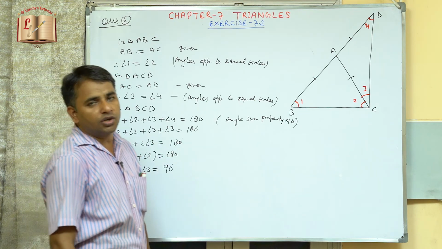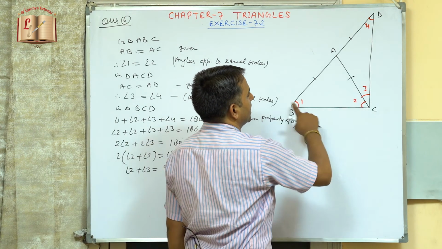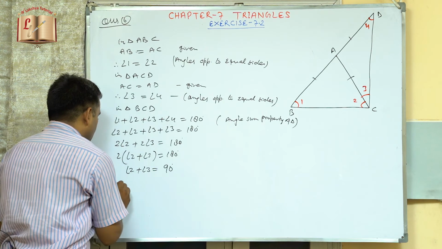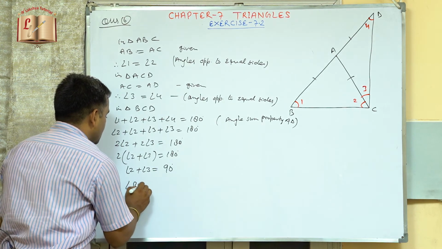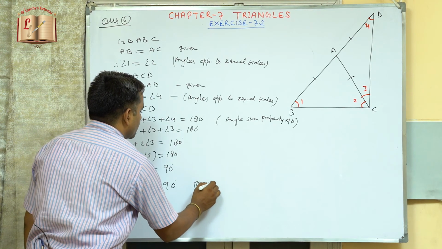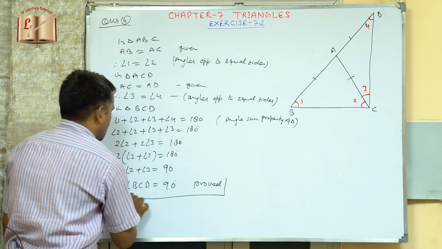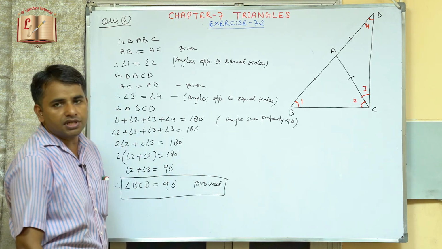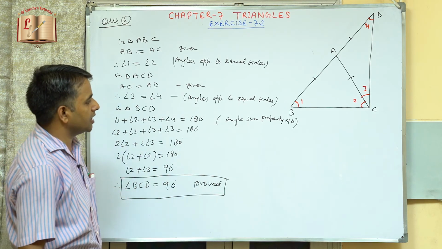Now see that angle 2 and 3, this is angle BCD. Therefore angle BCD is equal to 90 degrees. So this is proved: angle 2 plus 3 is equal to angle BCD. So we got the angle BCD as 90 degrees.